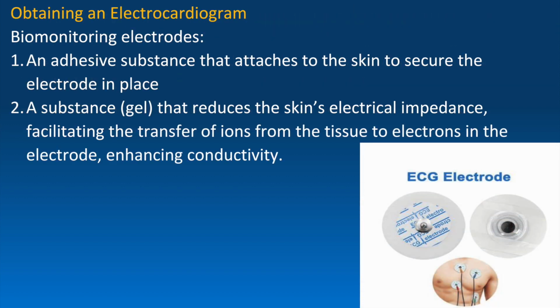Now let us see how to obtain an electrocardiogram. An ECG is obtained by placing electrodes on the body at specific areas. Biomonitoring electrodes come in various shapes and sizes but all have 2 components.